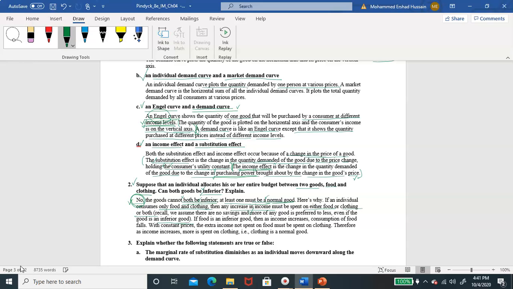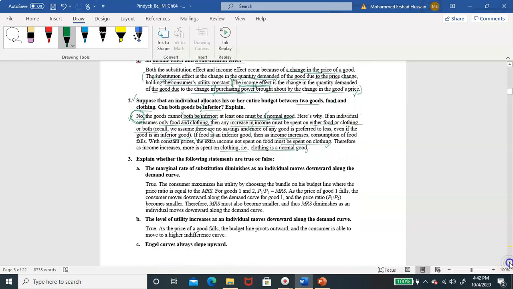See? So if food is an inferior good, then as income increases, consumption of food falls, which is the definition of inferior goods, right? With constant prices, the extra income not spent on food must then be spent on what? On clothing. That is the thing. Therefore, as income increases, more is spent on clothing. Clothing is a normal good, and the other good, food, is what? Is an inferior good, because they are buying less and less food, even though income is going up. So that is why.